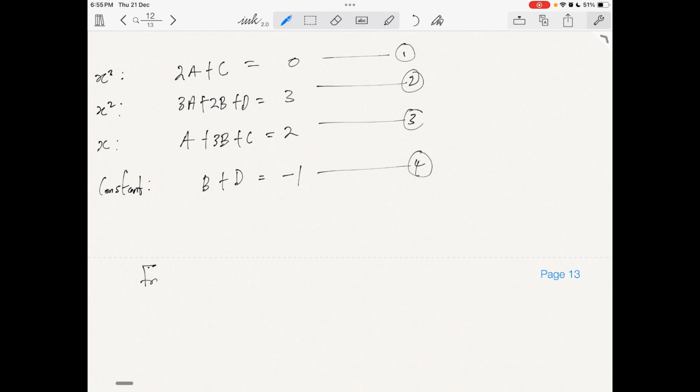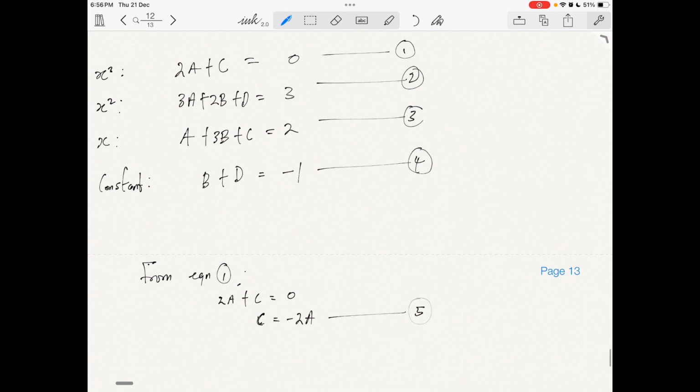From equation 1, we can make c the subject of formula. We know that 2a plus c is equal to 0. So making c the subject, c is equal to minus 2a. So this will be our equation 5.